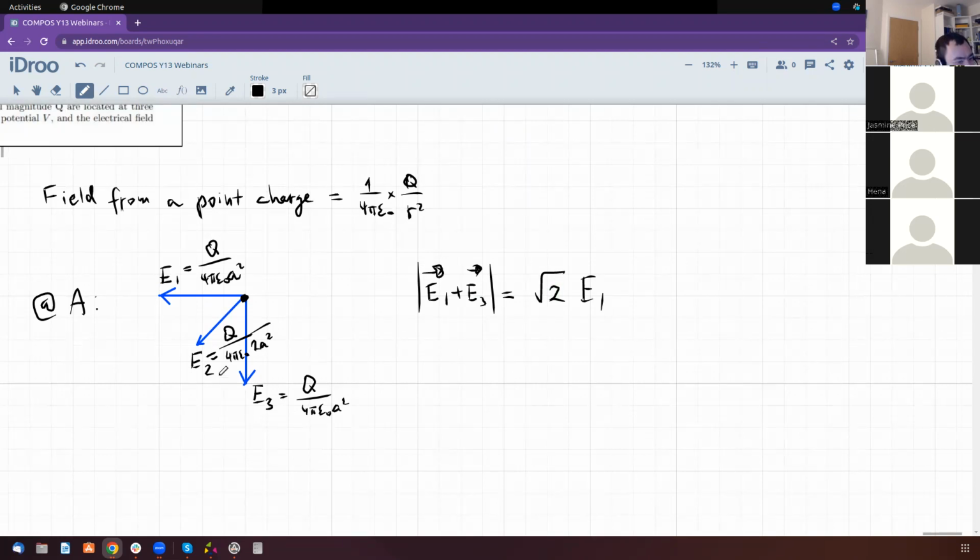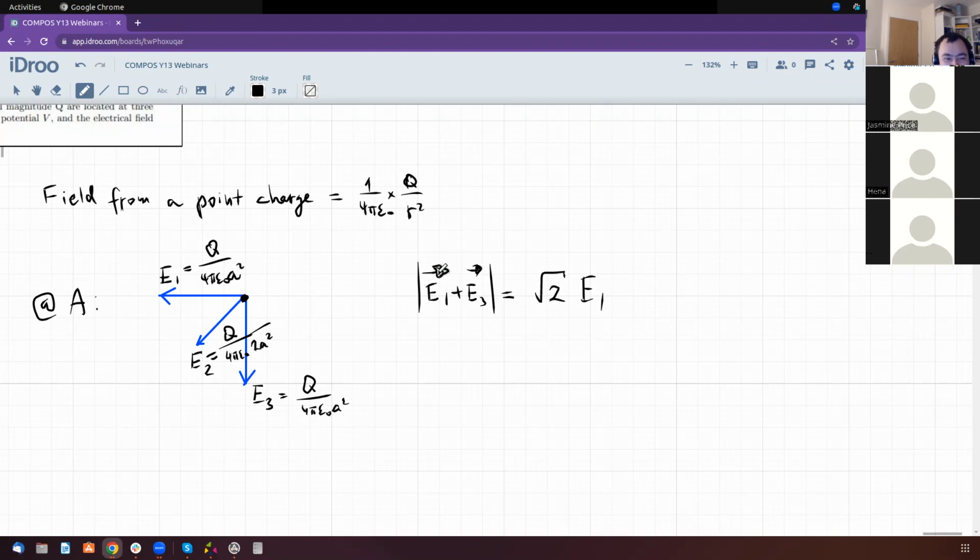No, they don't. There are 3 independent fields. You're using the principle of superposition to add them. You're sending direct messages. It's better if you send it to the chat, so everyone can see what you're saying.